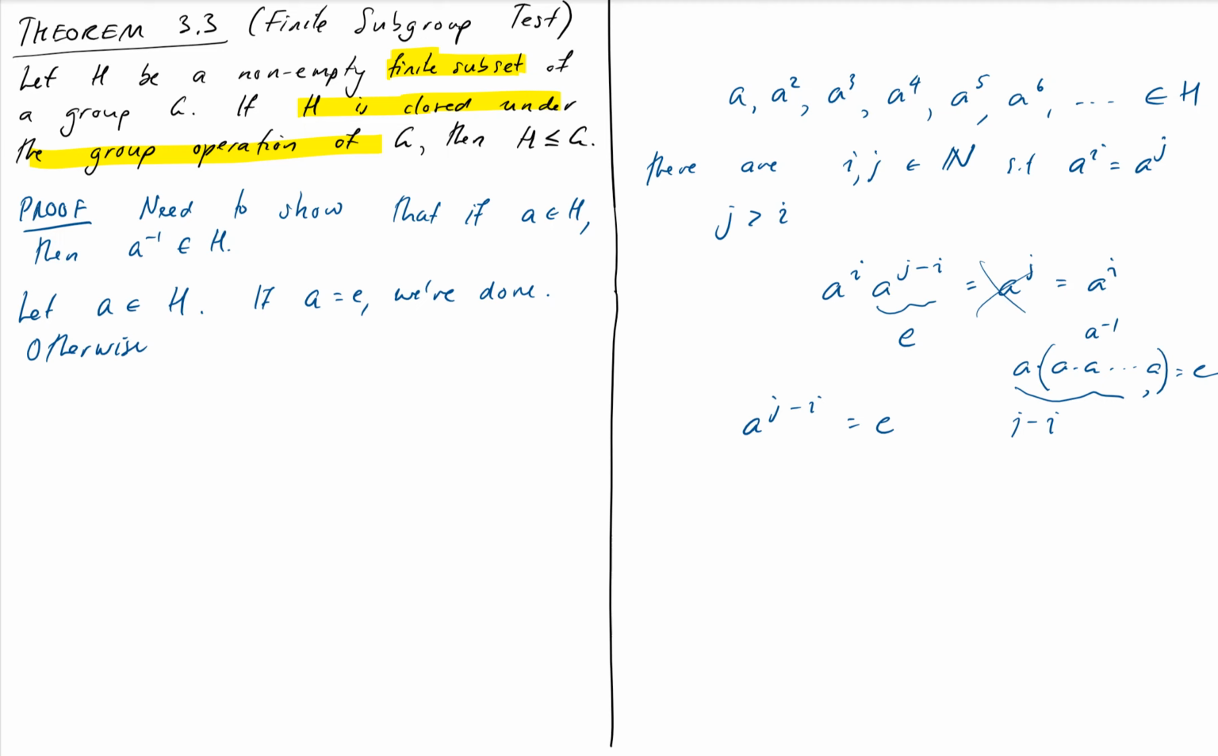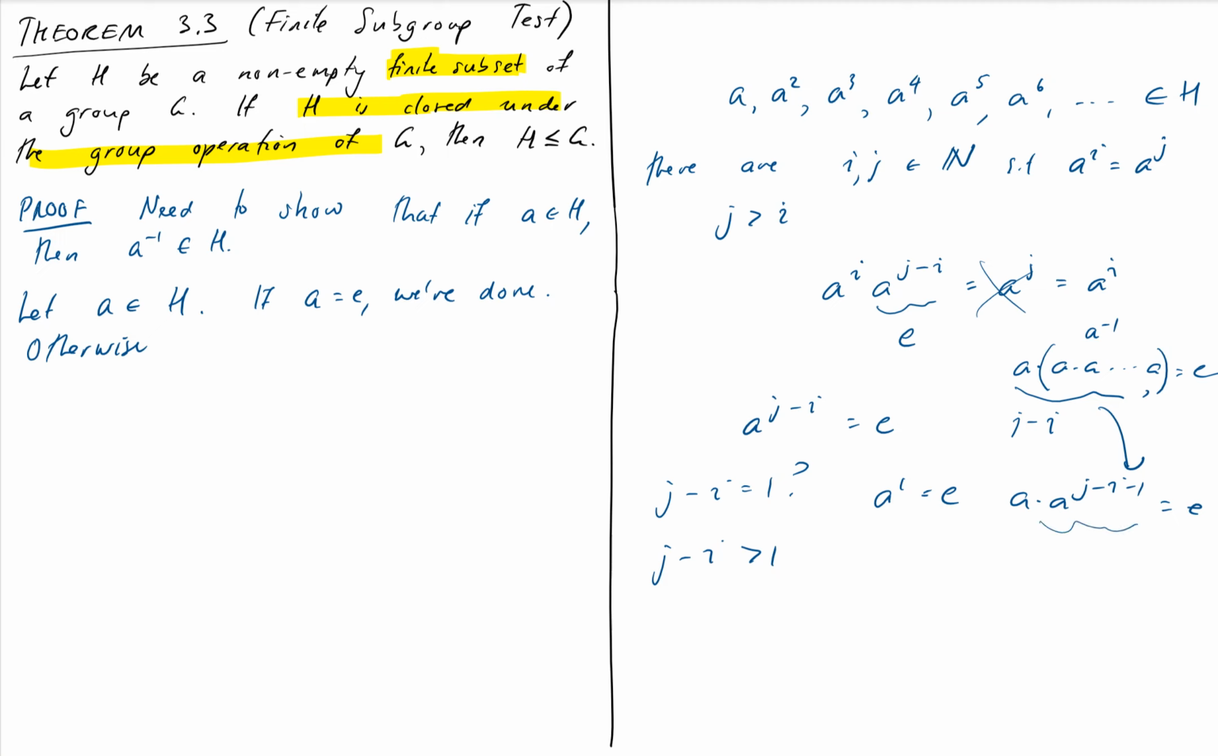So is it possible that j minus i equals 1? Well, if that were the case, then a to the 1 would be the identity. But actually, we've assumed that a is not equal to the identity, because we've already got rid of that case. So we can assume that j minus i is greater than 1. And hence this piece here, a to the j minus i minus 1, times a is going to be the identity. So that'll be the inverse we're after.